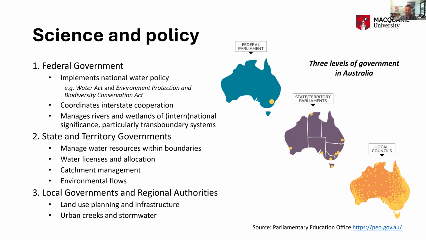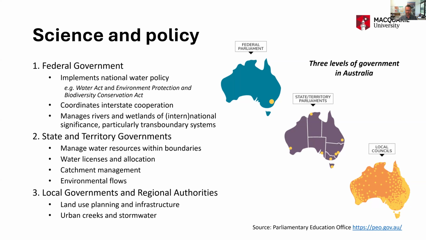And so federal government management policy and actions are very important in that system, as well as lower level state and local government management. So at the state level, state and territory governments manage water resources within their state boundary. They are the ones responsible for water licensing and allocation.